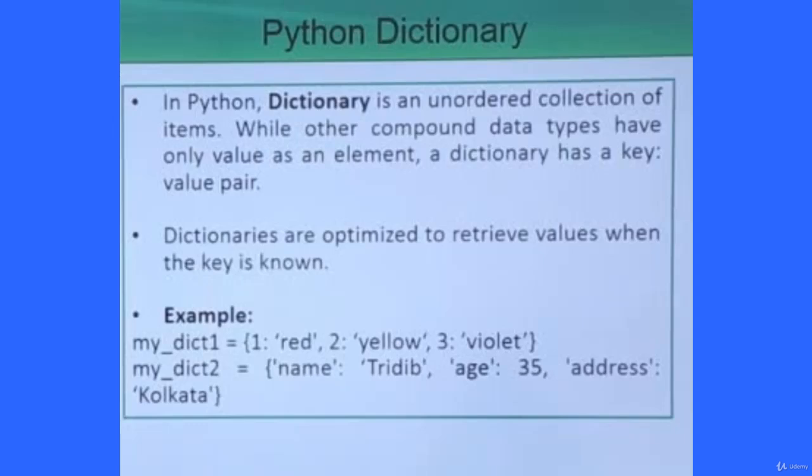So we have this myDict2. Here we have name: 'Tridip'. So that is one member here. Then comma, age: 35, address: 'Kolkata'. In this way the things are represented.